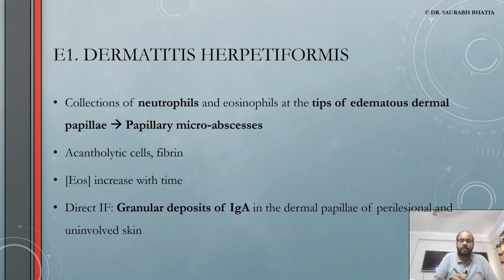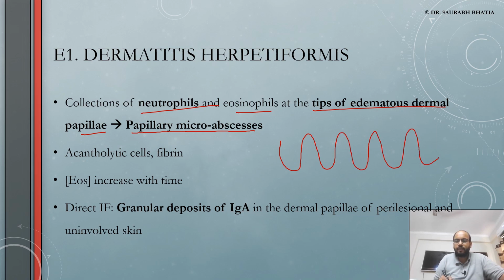In dermatitis herpetiformis, there's a collection of neutrophils and eosinophils at the tips of dermal papilla, and that forms papillary microabscess. Remember, wherever there's a collection of neutrophils, there's an abscess. So what essentially happens is, this is the dermoepidermal junction. At the level of papilla, you will have neutrophilic inflammation. So essentially at the tips of dermal papilla, you have papillary microabscess composed of predominantly neutrophils and eosinophils. You have to remember tips of dermal papilla. You can see acantholytic cells and fibrin. Eosinophils can increase with time of the biopsy. If you take an earlier biopsy, you have few eosinophils, which increase with time.